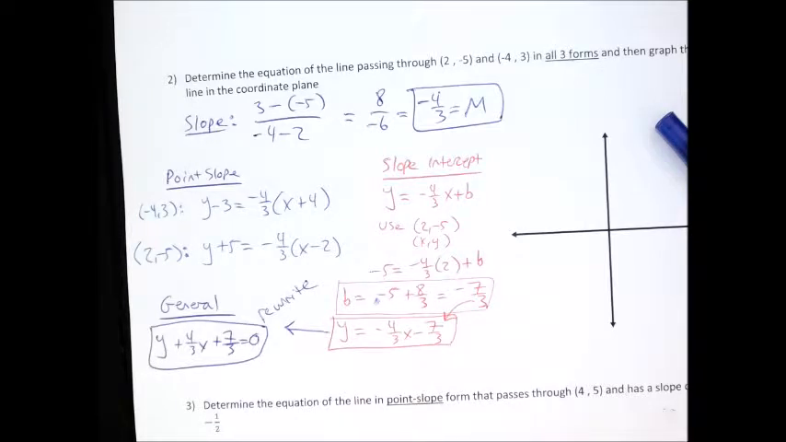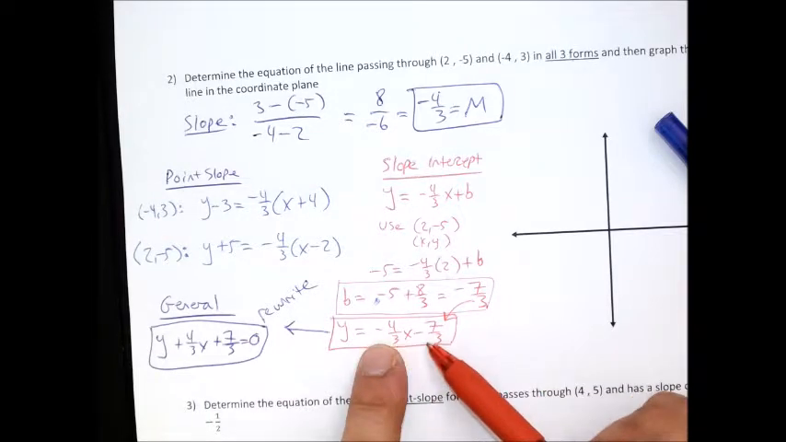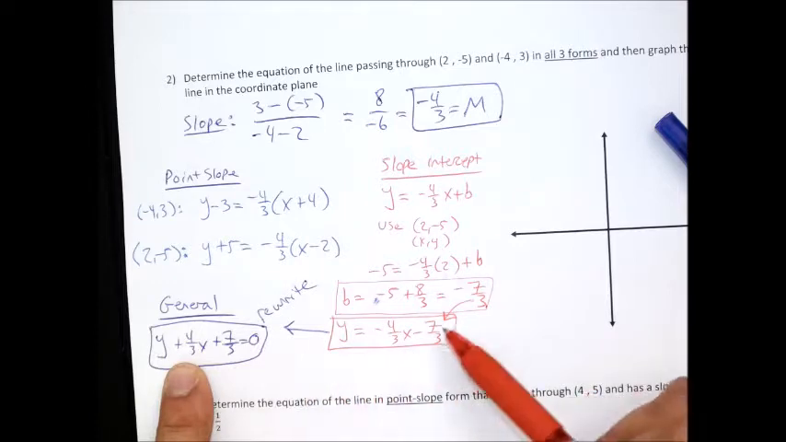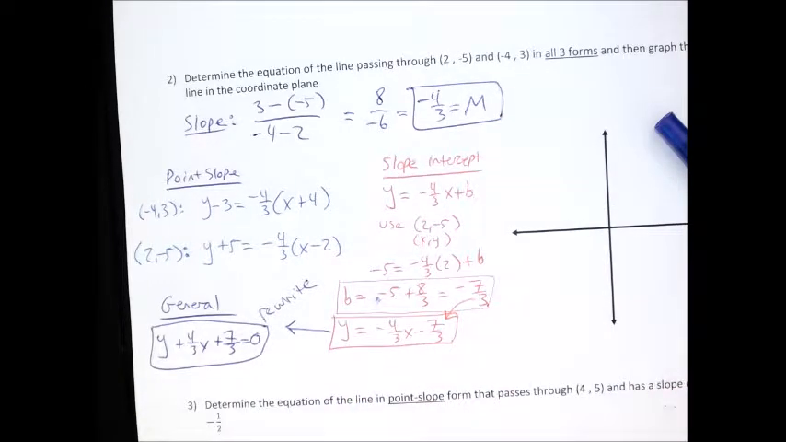So in the general form, should it be minus 7/3? It was minus, and we got everything over to one side. So I added the 4/3 x and the 7/3 over to the other side to put it in the general equation. So they were negative, and then I added them over to the other side, and they became positive.